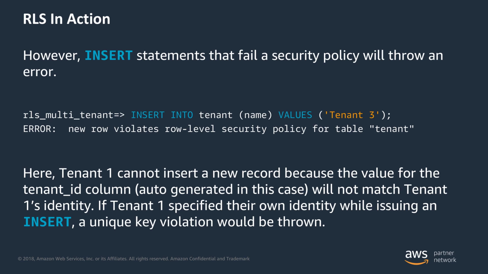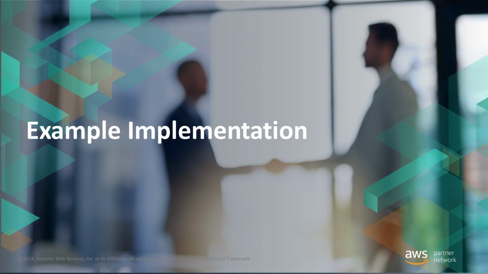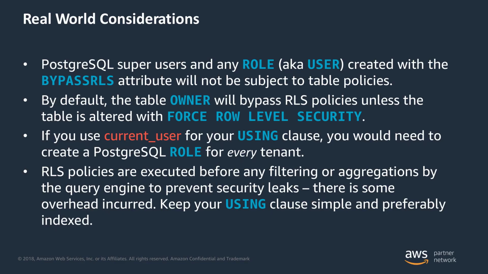Let's take a look at how this might look implemented in an actual product. And let's start with some real world considerations here. As I mentioned before, by default, super users, in Amazon RDS, we call that the master user, and if you just install Postgres on your own, it's usually the Postgres user, unless you change the name of it, or make another user and give them super user privileges. But any super user or master user and any role that is created with the bypass RLS attribute will not be subject to table policies.